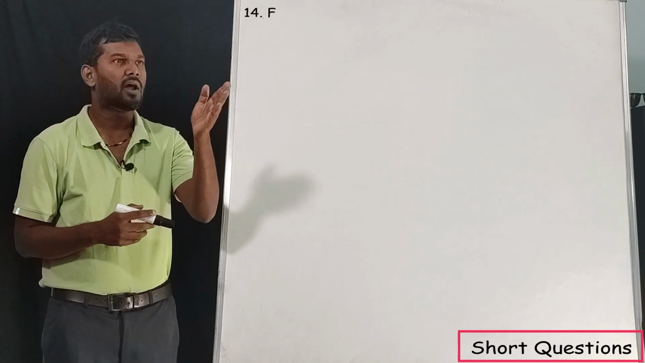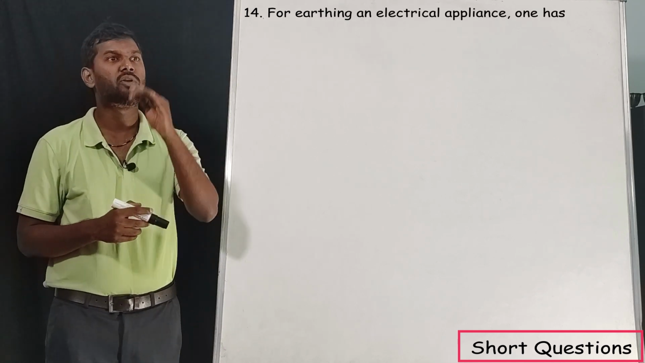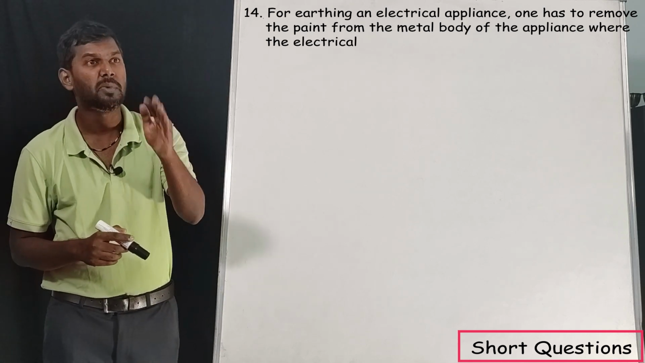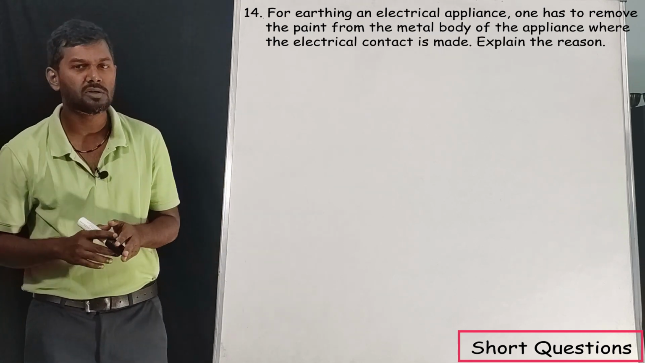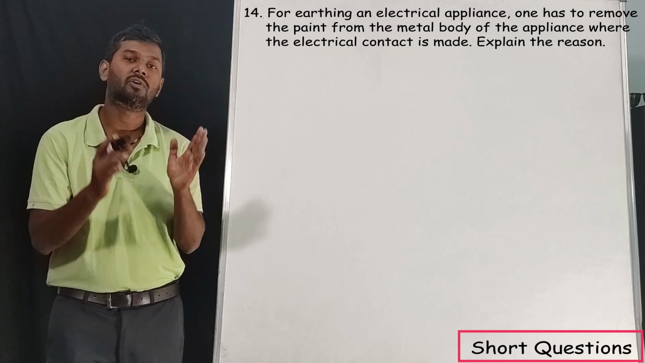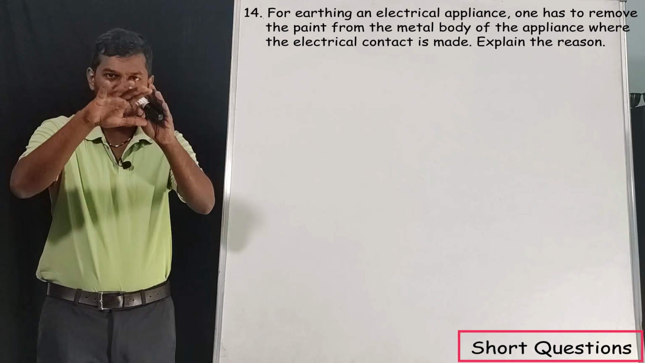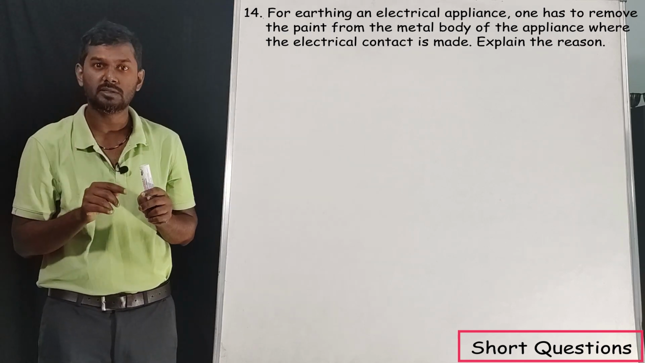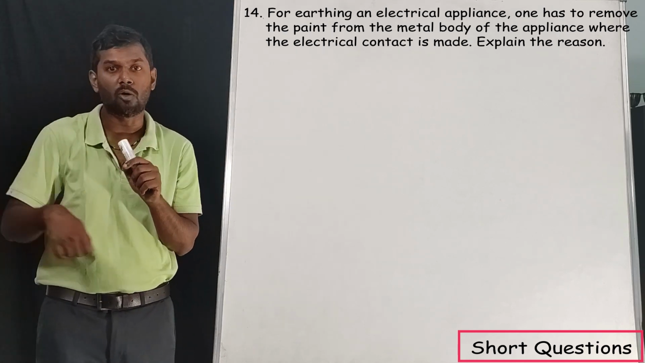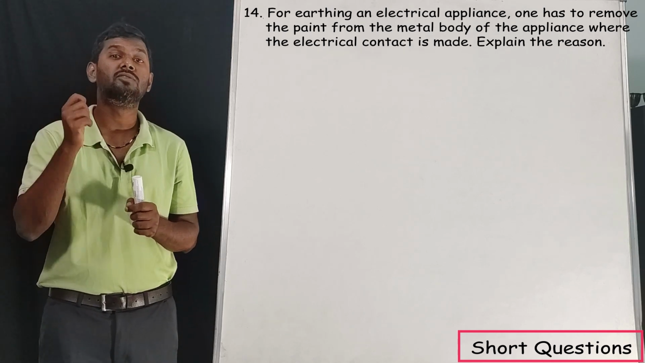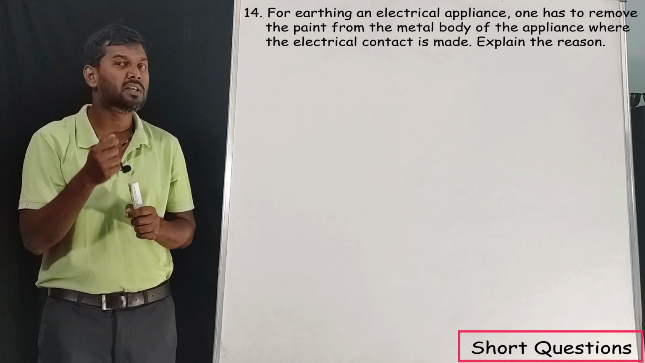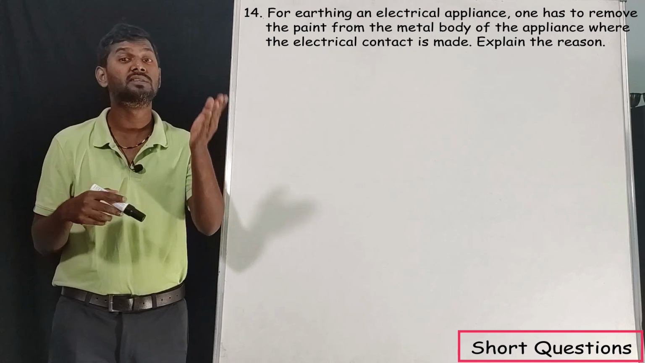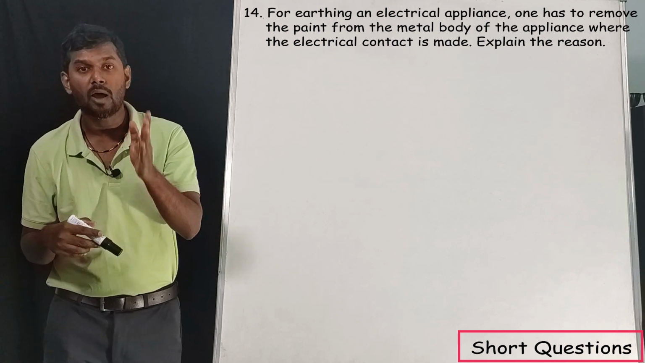Our next question: for earthing an electric appliance, one has to remove the paint from the metal body of an appliance where the electrical contact is made. Explain the reason. Very simple question. Why do we have to paint an electrical appliance? Assume the metallic case. The earthing will be connected to the metallic case of the appliance, but the metallic case is what we are going to paint outside. Why? Because the paint gives an insulation. What do you mean by insulation? There will be no conduction of electricity. The answer for this question lies in the question why we have to paint the appliances.